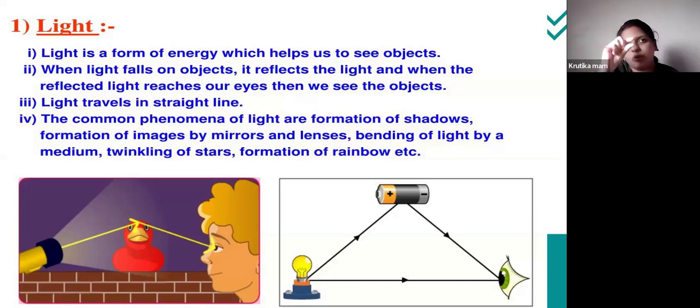If you observe the light from there, okay, so that time if you observe the light, it will be a straight line path. Light always travels in a straight line. Okay, so if any obstacle comes there, it will bend, then again it will travel in the straight line. So very very important property of the light. Light travels in a straight line.